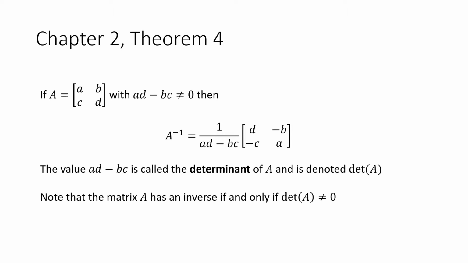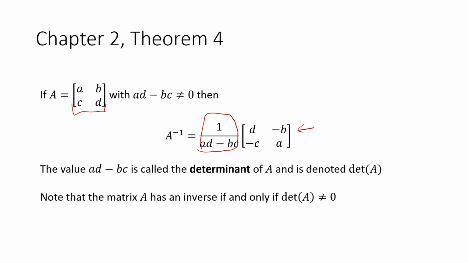In chapter 2, theorem 4, we saw how to calculate the inverse of a 2 by 2 matrix. We basically saw if you have a 2 by 2 matrix, A, B, C, D, then you can get the inverse by getting this number, 1 over AD minus BC, and multiplying it by those numbers. So it's very easy to get the inverse of a 2 by 2 matrix.